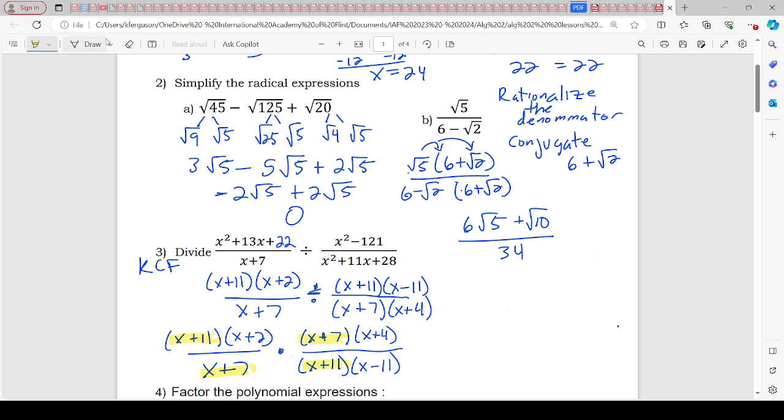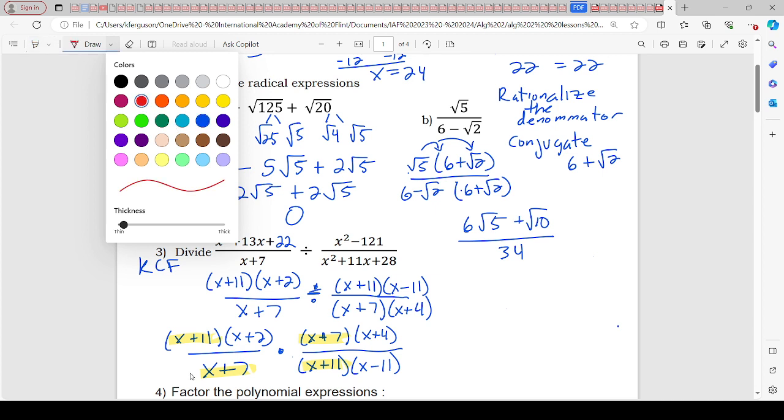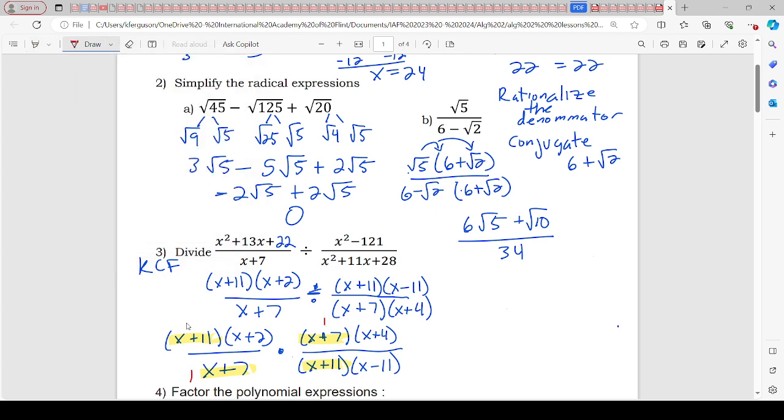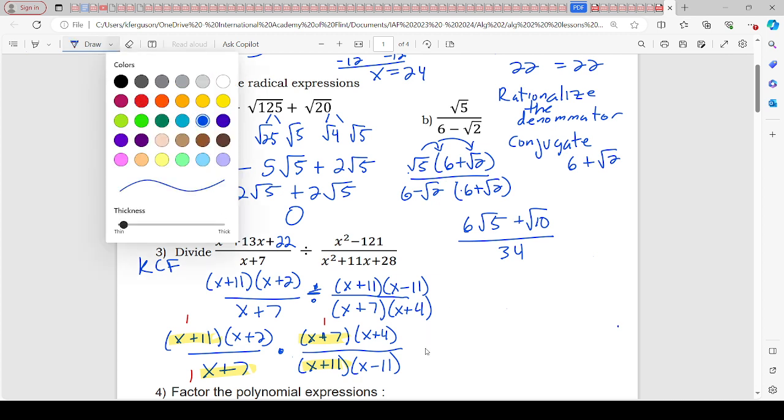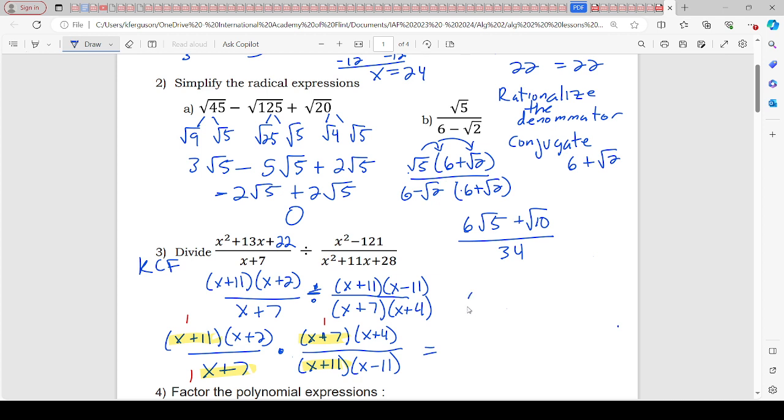So right here, that goes away. I got a 1 down here. I get a 1 right there, and I get a 1 right there. All right, so then finally, now I just multiply off what I got left. So I've got x plus 2 times x plus 4 over x minus 11. And that's good enough. I won't ask you to simplify that anymore or work that out. That is simple enough. All right, x plus 2 times x plus 4 divided by x minus 11.